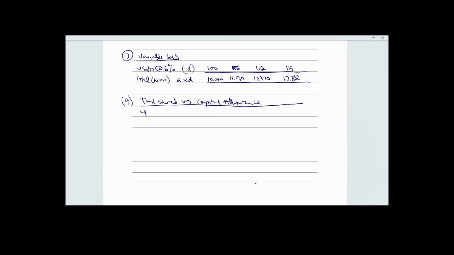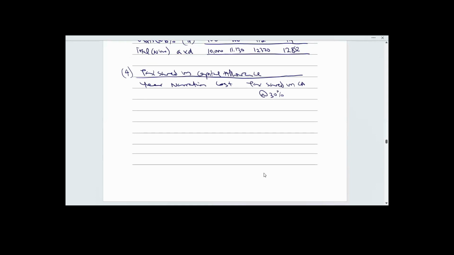So create a column for year, narration, cost, then tax saved on capital allowance at 30%. Company tax rate is 30%. So year 0, the cost is 50,000. Year 1, we claim annual allowance at 25% of 50,000. You have the tax written down value at the end of year 1.